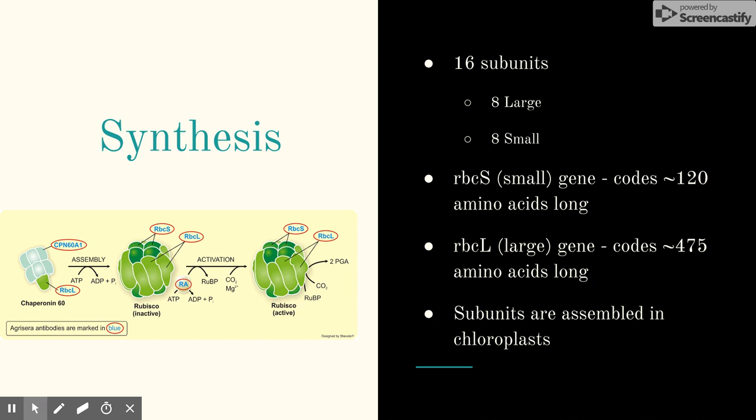When RuBisCo is synthesized, 16 amino acid subunits are produced, 8 of them being long and the other 8 being short. The RBCS, or small gene coder, codes a chain of approximately 120 amino acids, while the RBCL, or large gene coder, codes a chain of approximately 475 amino acids. These chains are then assembled in the chloroplasts of plants, where the enzyme stays and functions in the stroma.